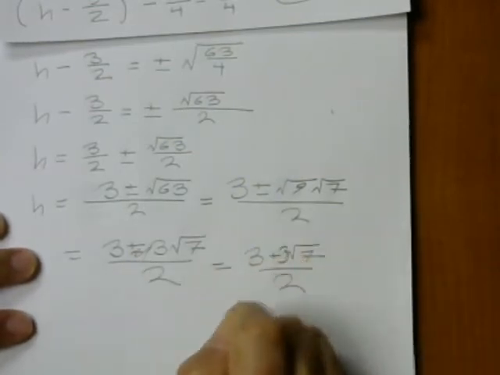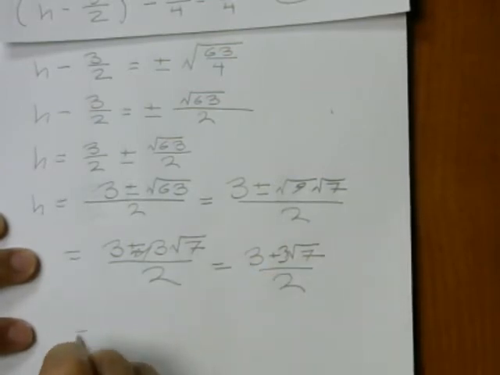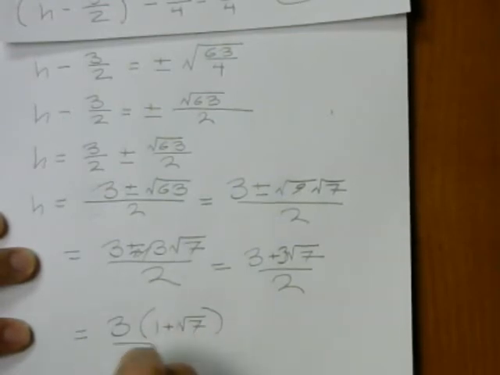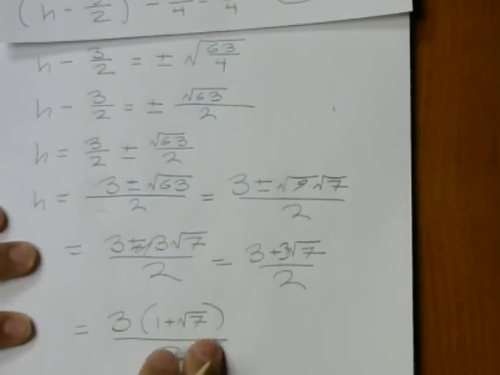Oh, there's a 3 there. And what I want to do in the next step is factor out that 3. So I get 3 times 1 plus root 7 over 2. And that is my solution.